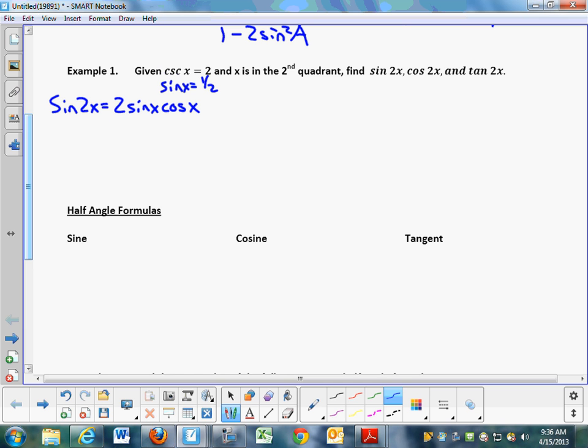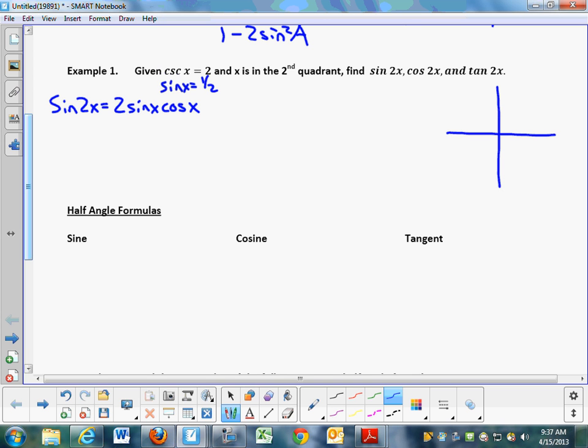Do we know yet what cosine of x is? How could I figure that out? Without inversing, what could we do? We can't actually algebraically solve in this situation. We'll see if we can get this.